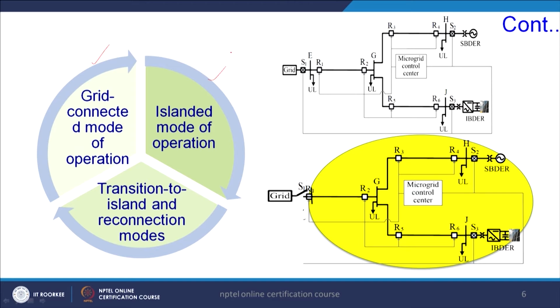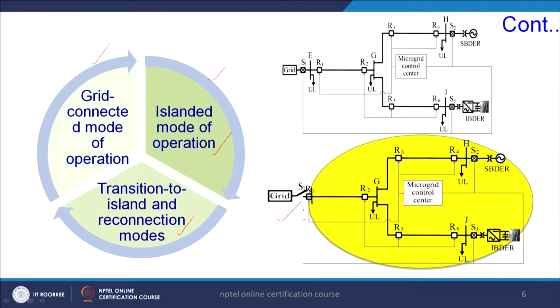As I discussed, we have different types of mode of operation like the grid connected mode, the islanded mode of operation, and sometimes the transition to island and reconnection modes. After islanding the microgrid, we also have to reconnect it to the main grid, that is the transition to island and reconnection modes. As already discussed in one of our previous lectures, if this particular switch is disconnected from the grid, then this microgrid system is islanded, and if it is connected, that is the grid connected mode.